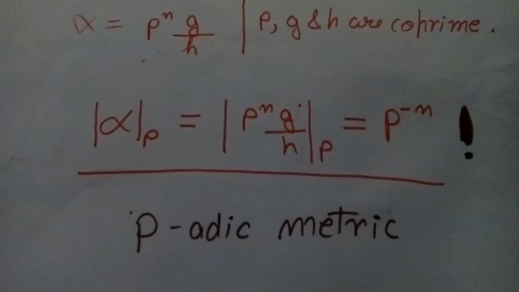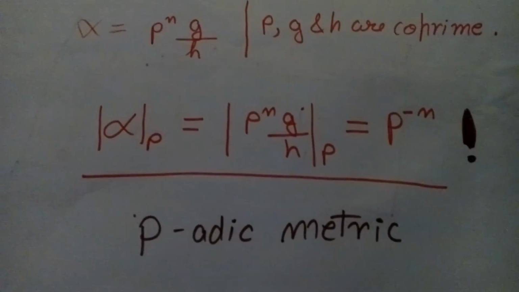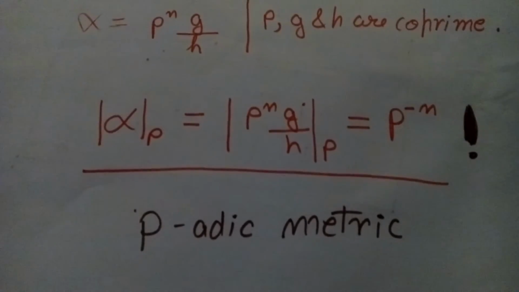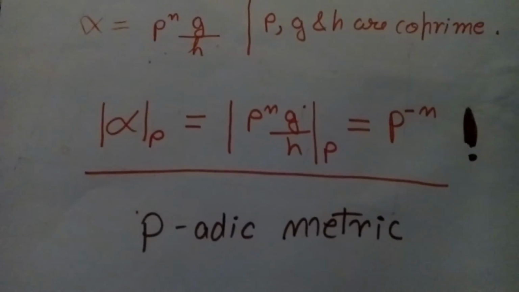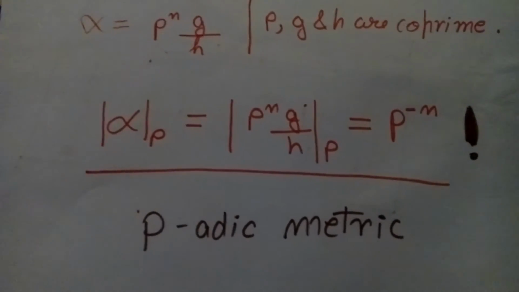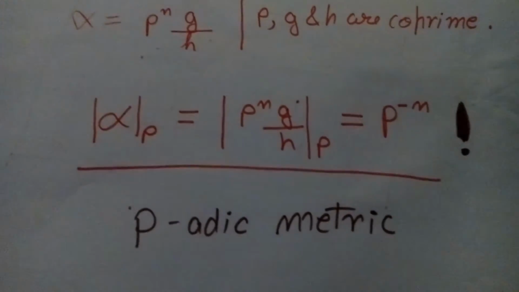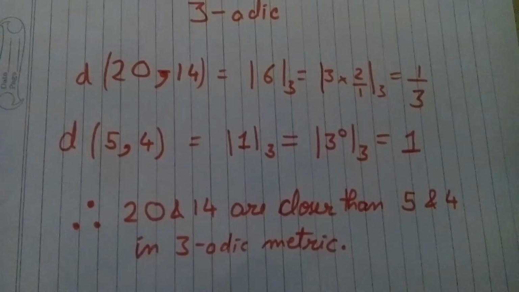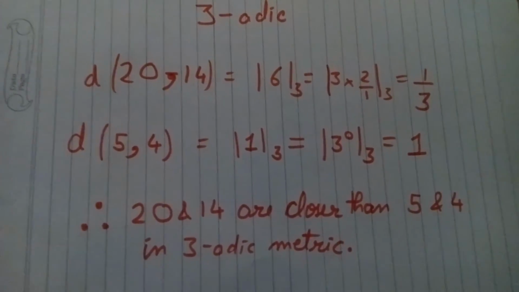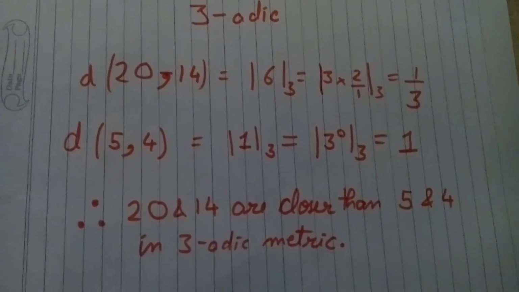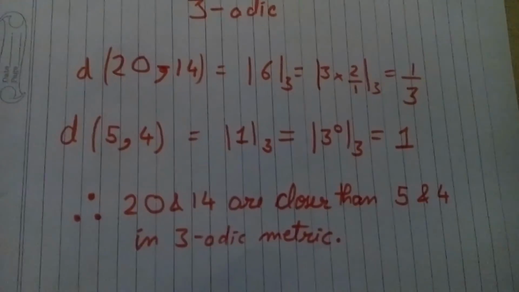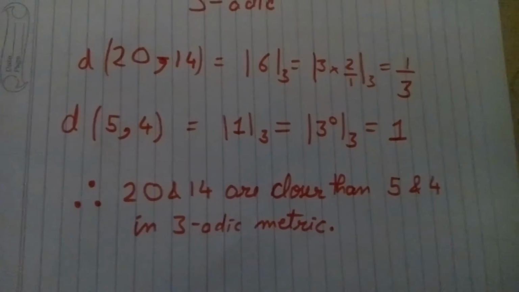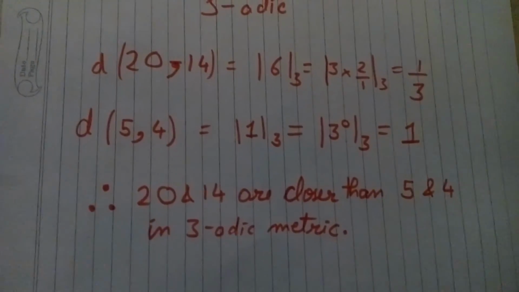So we know by our knowledge that any number alpha can be expressed in the form displayed on the screen by factoring out all the powers of p, the base or the prime number. So in the p-adic metric, we define the absolute value of alpha as p raised to the power minus n. Isn't that amazing? So if I take 3-adic numbers and find the distance between 20 and 14, I will find it to be 1 by 3, and the distance between 5 and 4 would be 1. So 20 and 14 are closer than 5 and 4 are in the 3-adic metric.